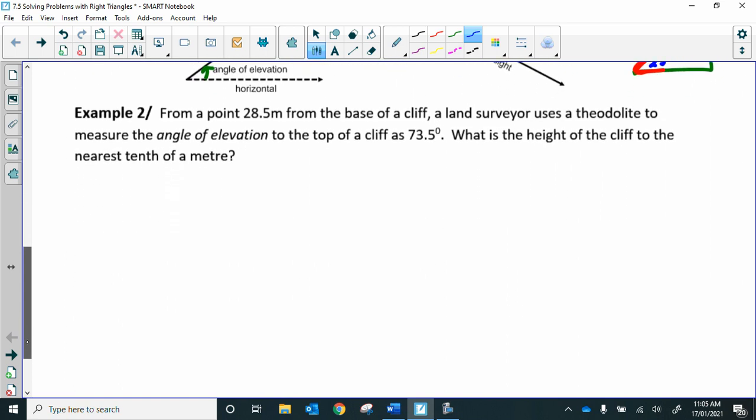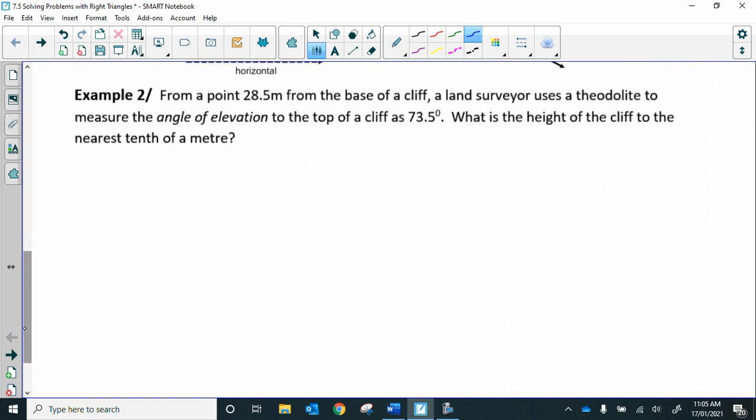So let's look at a couple of examples here. From a point 28.5 meters from the base of a cliff, a land surveyor uses a theodolite to measure the angle of elevation to the top of the cliff as 73.5. What's the height of the cliff to the nearest tenth of a meter? So we're talking about a cliff here. Here's my cliff. It's ragged, it's rocky. From a point 28.5 meters away from the base, so we're looking from here, this is 28.5, there's some guy standing there, 28.5 meters.